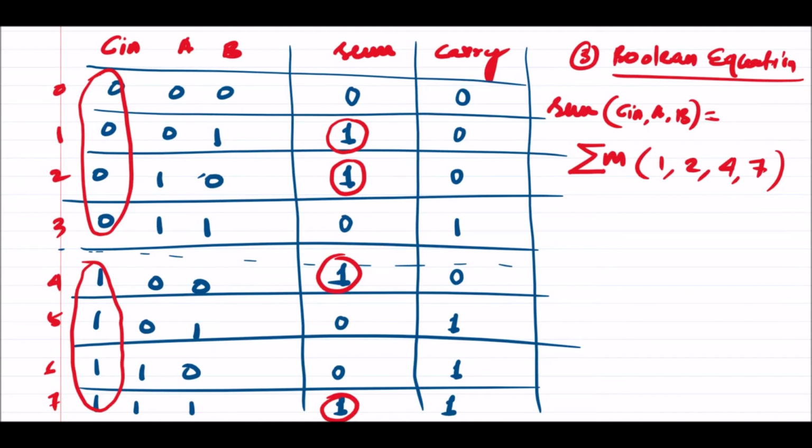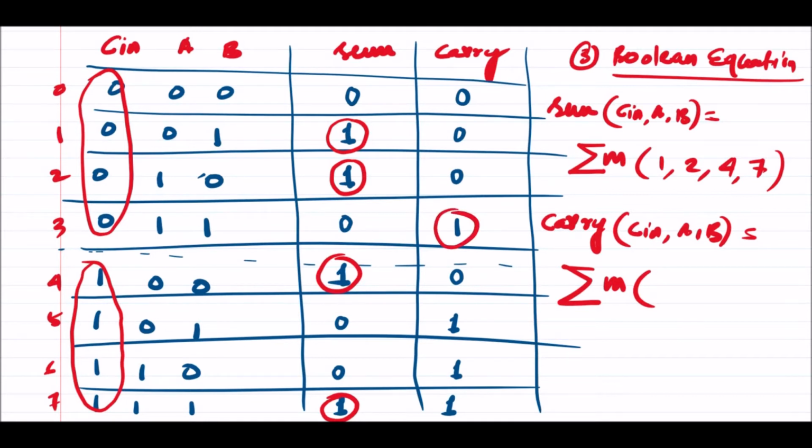Similarly, we can write down the minterm Boolean equation for carry. So carry with input variables C in, A, B can be written as summation of minterms. So let us locate where carry is equal to 1. This is the position where it is 1, this one, this one, and this one. So the decimal values are 3, then 5, then 6, and then 7. So this is the Boolean equation in terms of minterms.